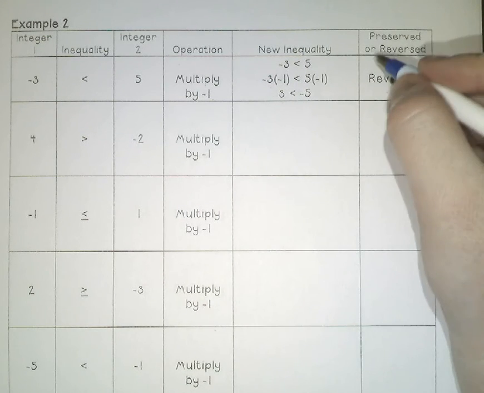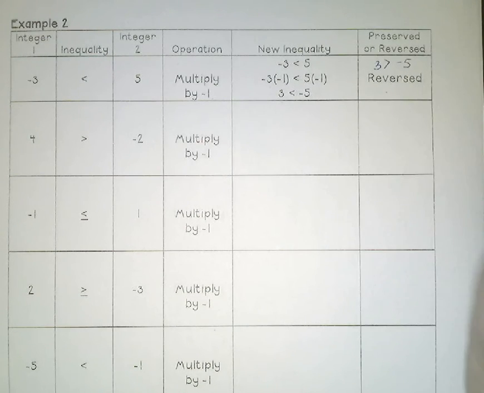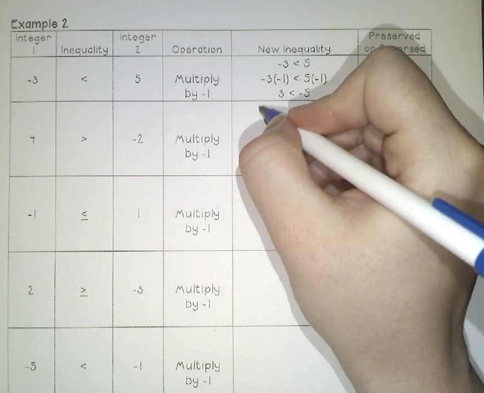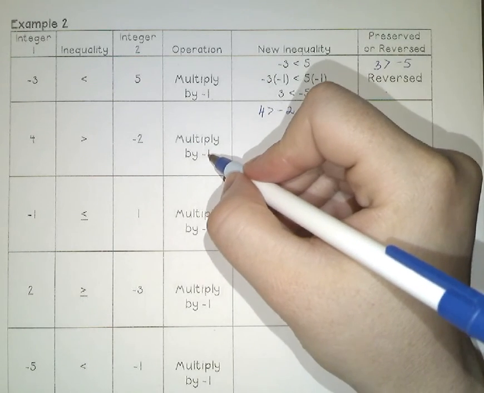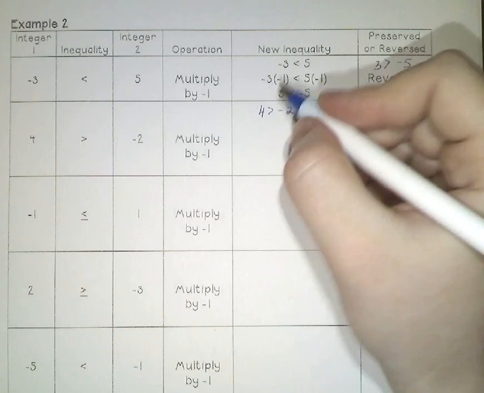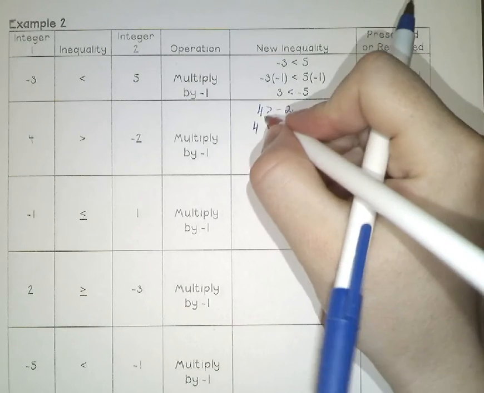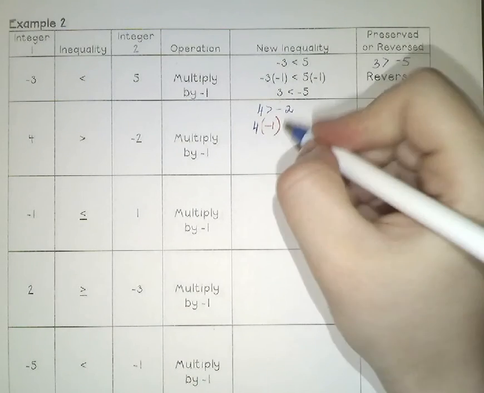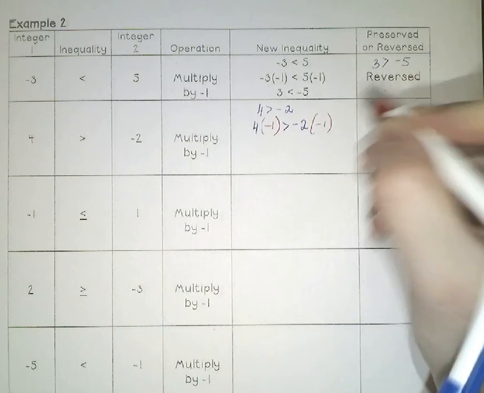So with the sign reversed, we should have 3 is greater than negative 5, right? So that's what it should be. The sign is reversed. Let's look at 4 is greater than negative 2. Now we need to multiply again by negative 1. All of these actually are multiplying by negative 1. So 4 times negative 1 is greater than negative 2 times negative 1.